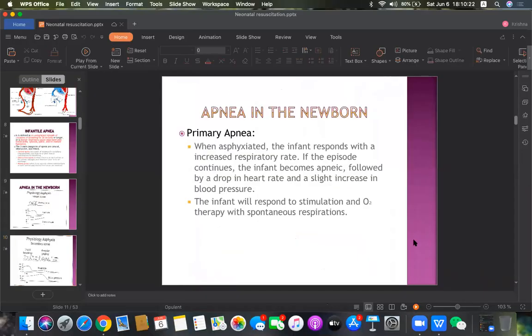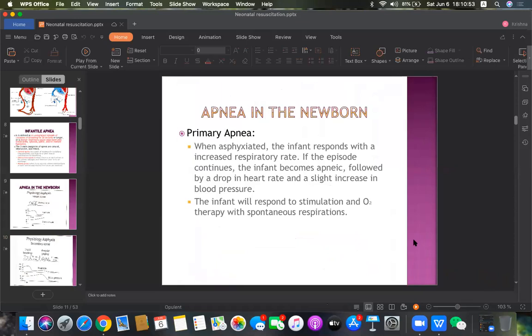Okay. Now the same thing is written. Primary apnea: when the baby is asphyxiated, the infant responds with an increased breathing rate. But once the baby becomes apneic, the baby doesn't breathe. That is the definition of apnea, which is followed by a drop in heart rate, that is bradycardia, and blood pressure is still normal. The blood pressure has not fallen till now. That is an important point. Okay.